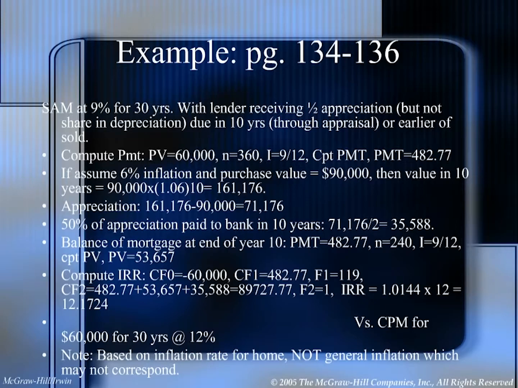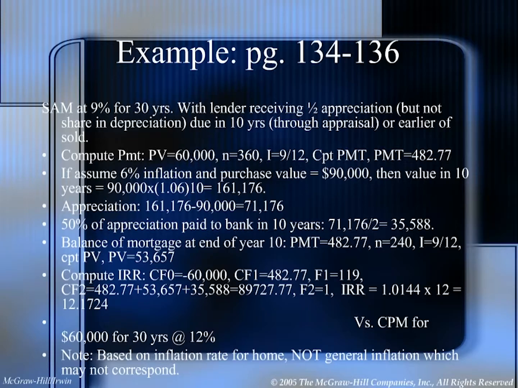would be $161,176. So the appreciation is $161,176 minus the $90,000 you originally bought it for. So it's gone up in value $71,176. Now half of that's going to go to the bank, so half of that's $35,588. So at the end of the mortgage, at that 120th payment, you have to find out the balance at the end first. So you calculate that, and you find it's $53,657.